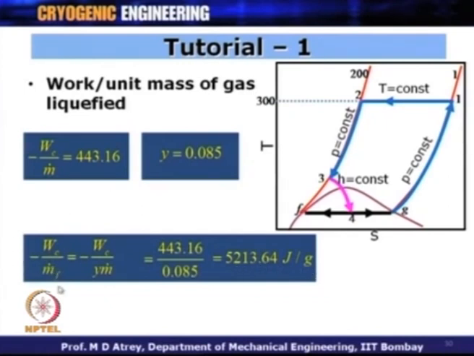It is just a way of representing the values. This is work done per unit mass of gas which is compressed, this is work done per unit mass of gas which is liquefied, and therefore, m dot f being a very small quantity, this quantity is always going to be much higher as compared to work done per unit mass of gas which is compressed.